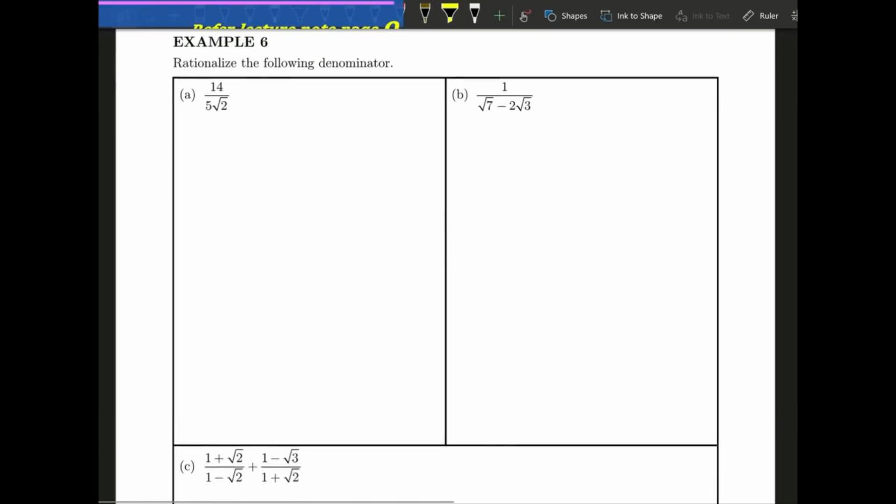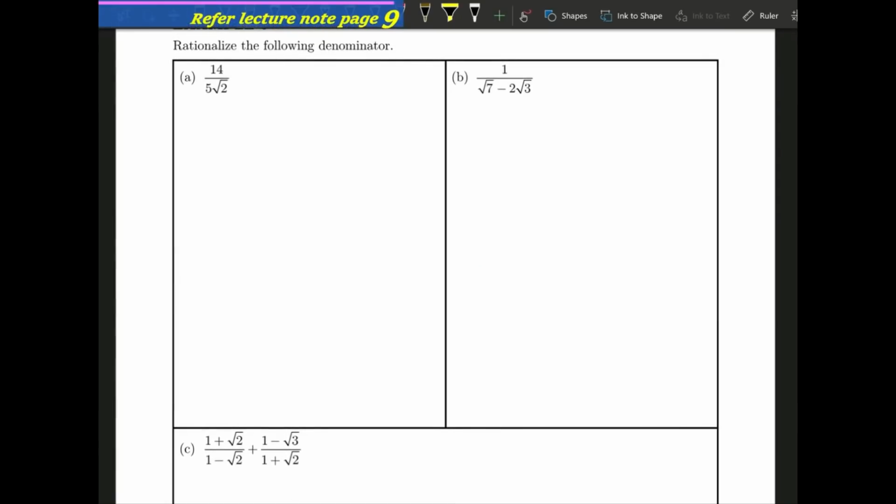Example 6, we have this kind of question, 14 over 5 surd 2. So how to eliminate the surd below it? Below, we have surd 2, right? How to eliminate surd 2? We need to multiply by surd 2 itself. We multiply the denominator by surd 2, so that surd 2 multiplied by surd 2 becomes 2, meaning we don't have the surd anymore.